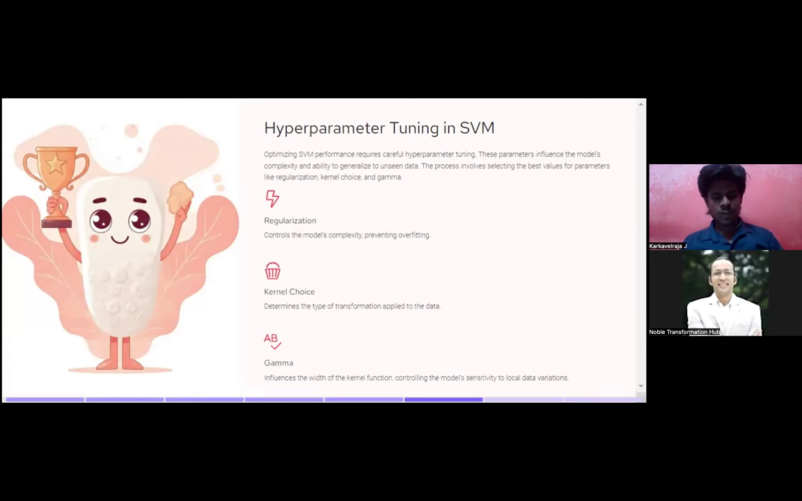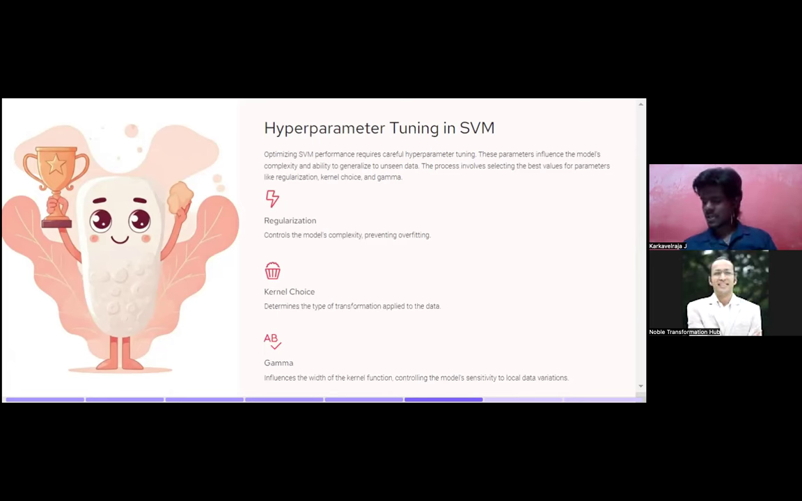Then gamma value, which influences the width of the kernel function, controlling the model's sensitivity to local data variation. Gamma value shows the width of the kernel function. Whenever we apply a kernel function, it decides to how much extent it needs to be used, and I think it is around 0 to 1. Guys, make sure you go through the documentation, as there are multiple parameters available. These are the important parameters that we need to work on whenever we use SVM, the major hyperparameters in SVM.